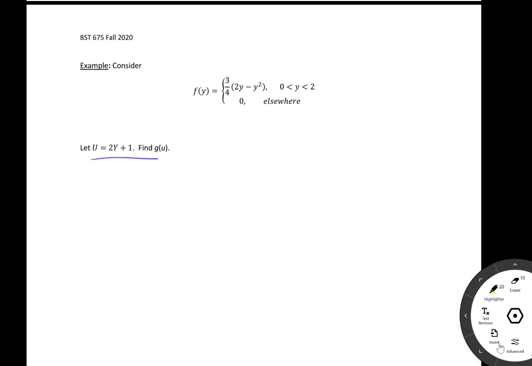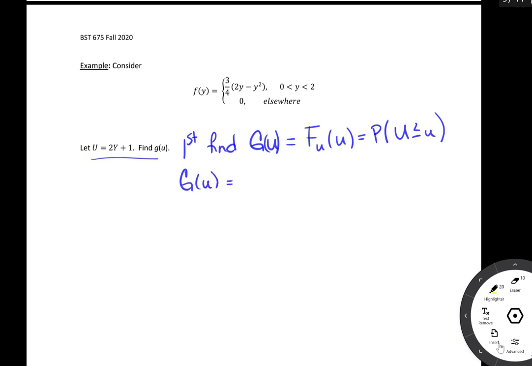So the very first thing we're going to do is we are going to find capital G of u. So notice that is equal to capital F of u evaluated at u, which is equal to the probability that capital U is less than or equal to little u. So let's find this. So capital G of u, again, is equal to the probability that uppercase u is less than or equal to lowercase u. So notice what we're saying here with the uppercase u, that is the random variable u, and lowercase u is just a placeholder for some constant. So what I'm going to do is plug in what the random variable u is equal to, and that's given right here.